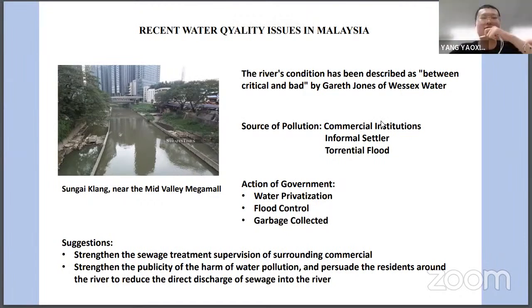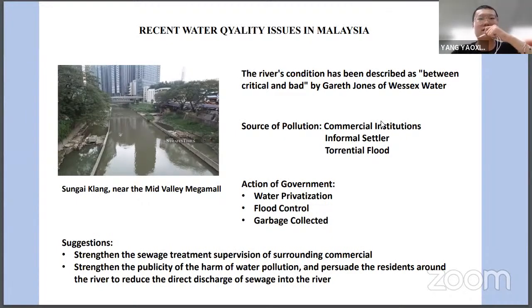Okay. Good evening, everyone. I will introduce a river located near the Mid Valley Mall. I think everyone who comes to Malaysia and goes to this mall will find this river, Sungai Kalang. When you cross the bridge, you will find this river. The color of this river is black, and maybe you will find some rubbish on it. Yes, this river's condition has been described as between critical and bad.